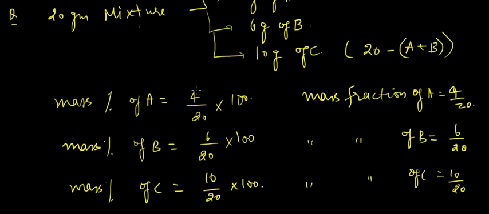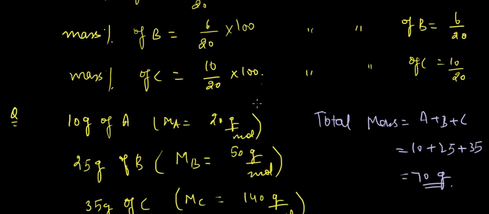mass of A present in the mixture, which is 4 gram, upon weight of the mixture, which is 20 gram, into 100. Similarly mass of B and mass of C can be calculated. Mass of B would be 6 upon 20 into 100, and C would be 10 upon 20 into 100. Similarly, if you have to calculate mass fraction here, then the into 100 term would be missing in all the three, and only 4 upon 20, 6 upon 20, and 10 upon 20 would be there.